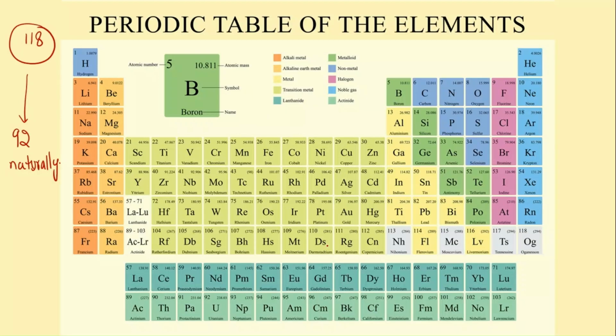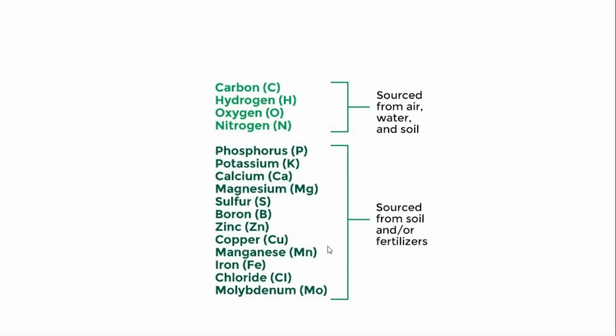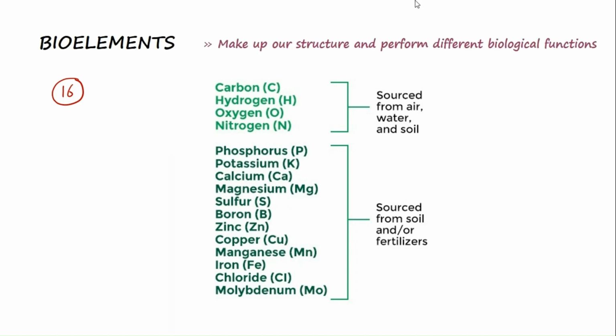Now, how many of these elements are present in living organisms? Or how many of these elements are related to the biological world? Almost every element, of course, because we interact with our environmental components as well. But if we only talk about the elements which make up our bodies, they are 16 in number. So 16 elements make up the bodies of living organisms, and that's why they are called bioelements. Bioelements not only make up our structure, but they also perform functions in our body.